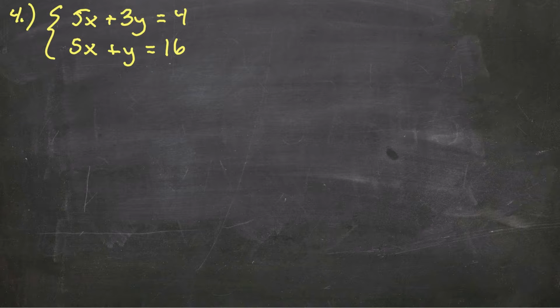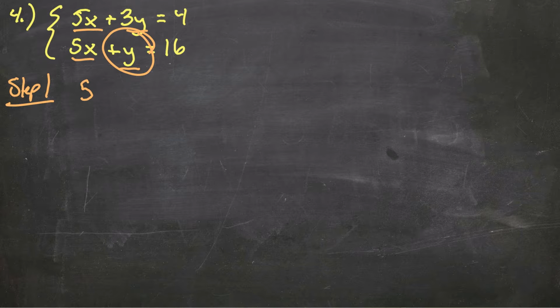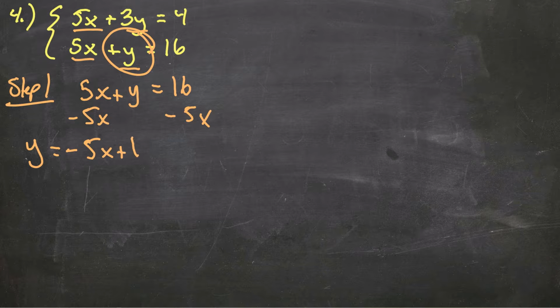Alright, so number 4, same thing we've been doing. You're going to look at these 4 variables. Top x, top y, bottom x, bottom y. The bottom y is the most simple because it does not have a number in front. So step 1, I'm going to write the bottom equation, 5x plus y equals 16. I subtract 5x from both sides because remember, I want to get y by itself. So I have y equals minus 5x plus 16.